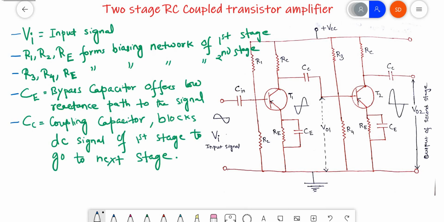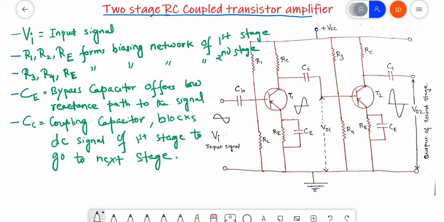In this video, I'm going to discuss a type of multi-stage transistor amplifier. We know that there are four types of multi-stage transistor amplifier, and here I'm going to discuss the RC coupled transistor amplifier. RC coupled multi-stage transistor amplifier, and here I'm discussing only the two stage.